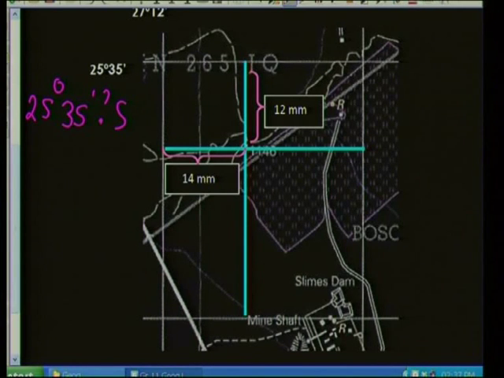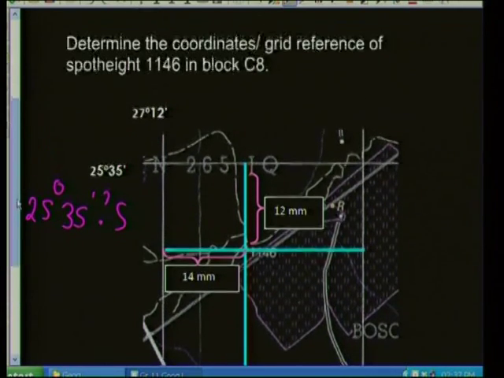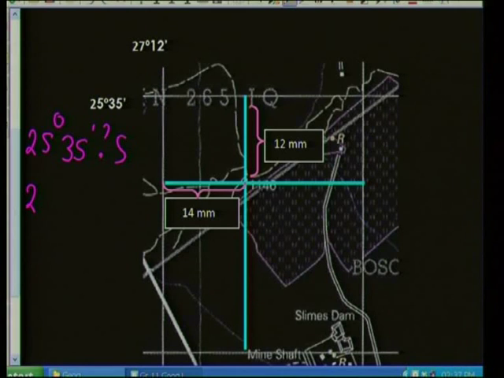Then I'm looking at the other way, and that is 27 degrees. That's showing you my longitude lines. It's between 12 and 13, so 12 minutes, and I don't know how many point of a minute or point of a second it is. All right? South. Now I need to find for this and this.